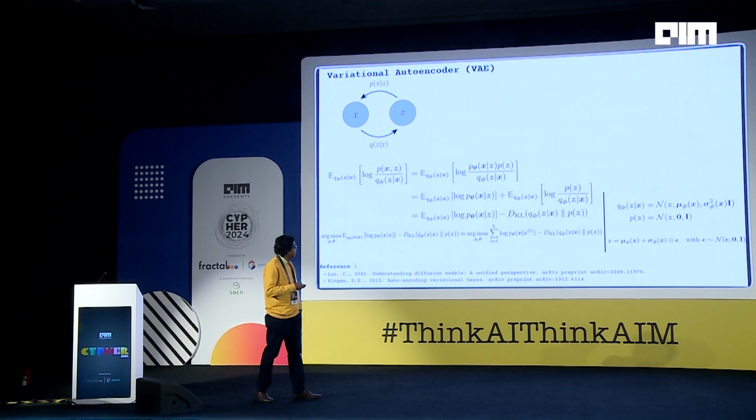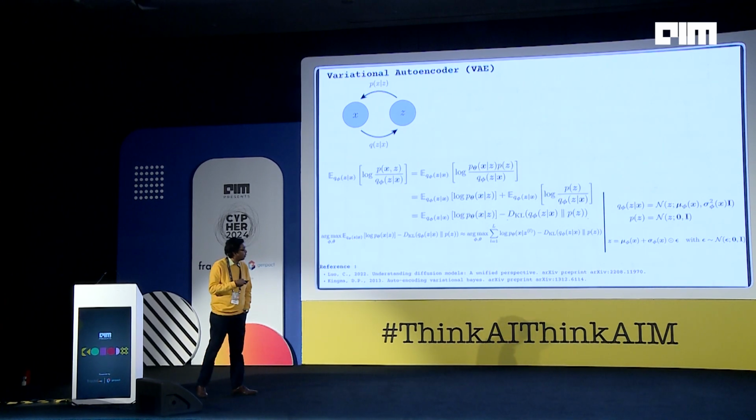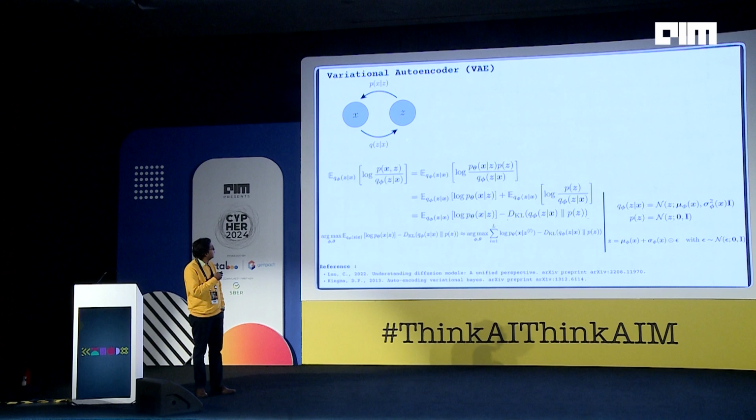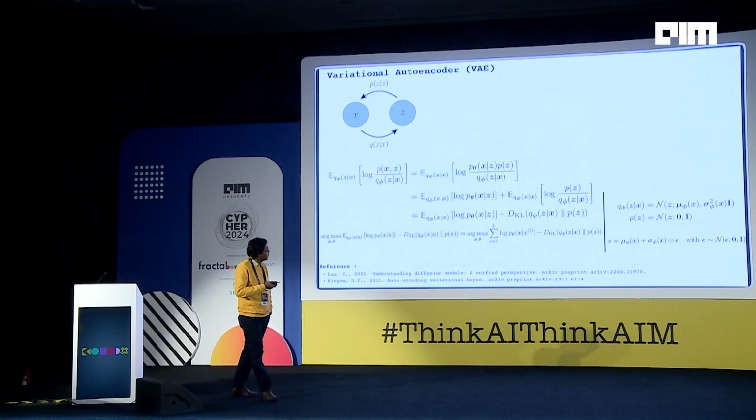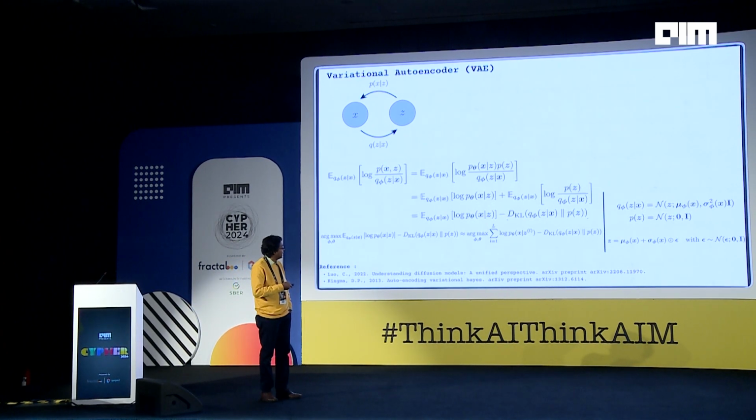This is called the reparameterization trick. We do this in order to have differentiation, because doing a random sampling from Z is very difficult to differentiate. So you would write this as mu phi of x plus sigma phi of x times epsilon, where epsilon comes from a Gaussian N(0, 1). This is random noise.